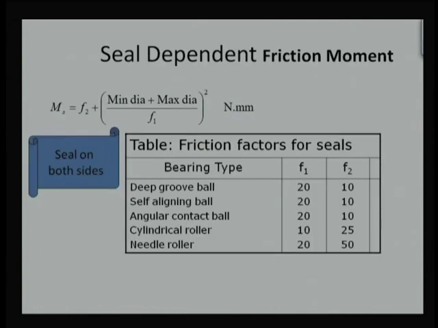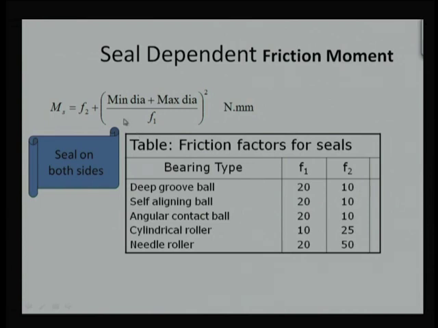Last in this series is the seal-dependent friction moment. Again, in this case, there are 2 components. One is fixed: if the geometry is fixed, this is fixed. The other depends on the geometry, which depends on the diameter also. So, in the deep groove ball bearing with 10 mm, 20 mm, 30 mm, 40 mm, 50 mm, 60 mm, 70 mm, 80 mm, F2 remains constant. That is remaining 10 Newton mm.